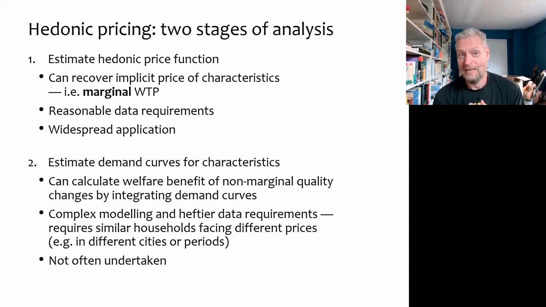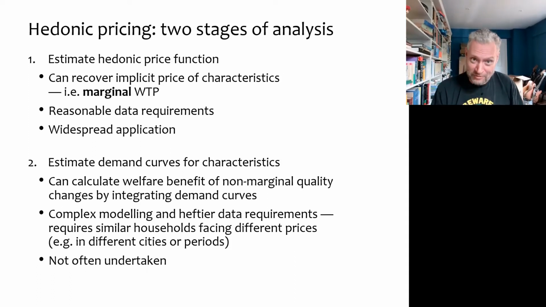The problem here is that you estimate a very local approximation, and essentially you can use this to find the value of small changes in environmental quality. If you want to look at larger changes in environmental quality, then you need much more variation in your data. And that makes it just harder to do because the data requirements are much more stringent.